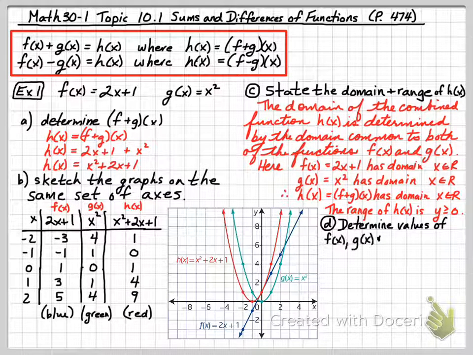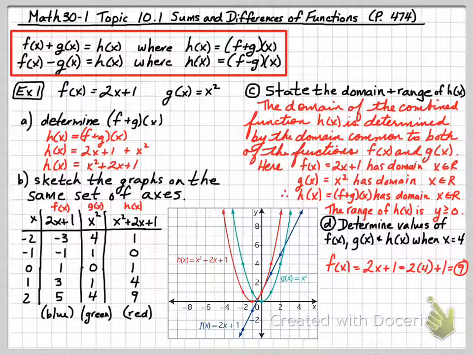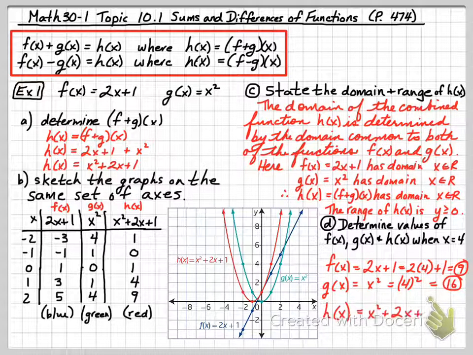Part D. Determine values of f of x, g of x, and h of x when x equals 4. Well, we're simply going to do some substitution on all three. f at 4 is 2 times 4 plus 1, which is 9. g of 4 is going to be 16, because 4 squared is 16. And h of 4 is going to be 16 plus 8 plus 1, which is 25, which is the same as adding both of these separately.